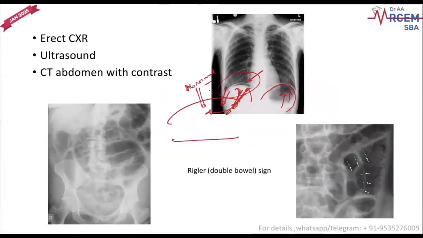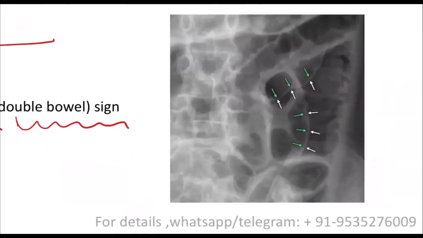There is one more sign that you can see. It is known as Rigler's or double bowel sign. What happens if the air is outside? If the air is outside, you can see air inside the bowel loop and outside the bowel loop. So on both sides of the bowel wall, you can see the air. As in the arrow, air is seen inside the bowel loop and outside the bowel loop.